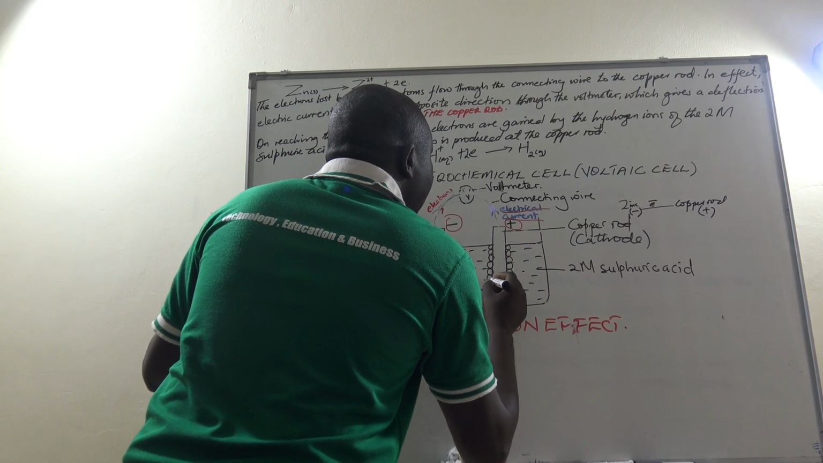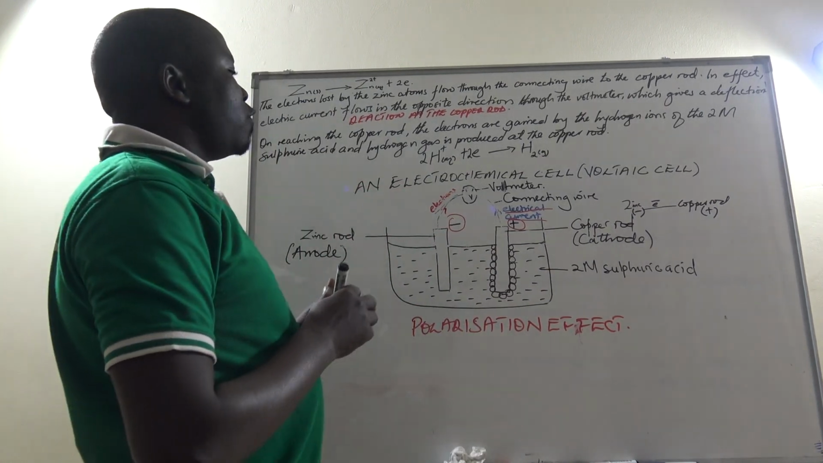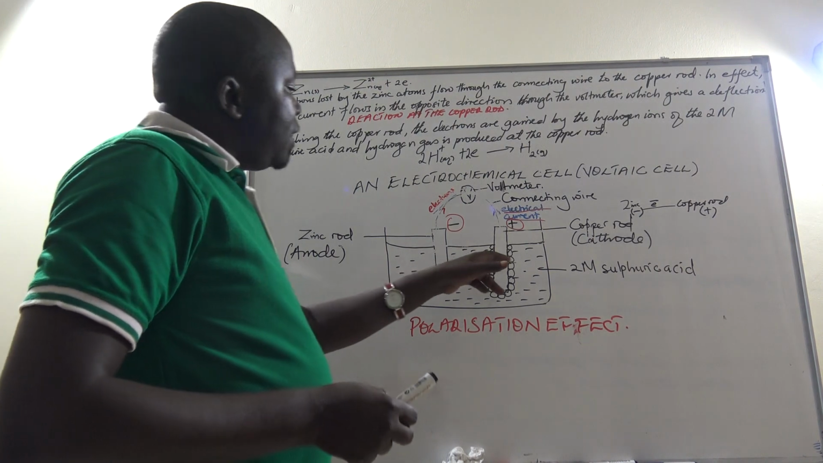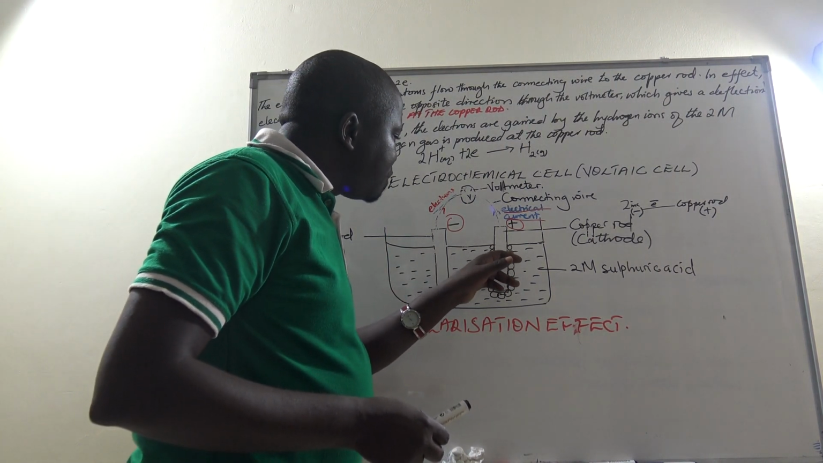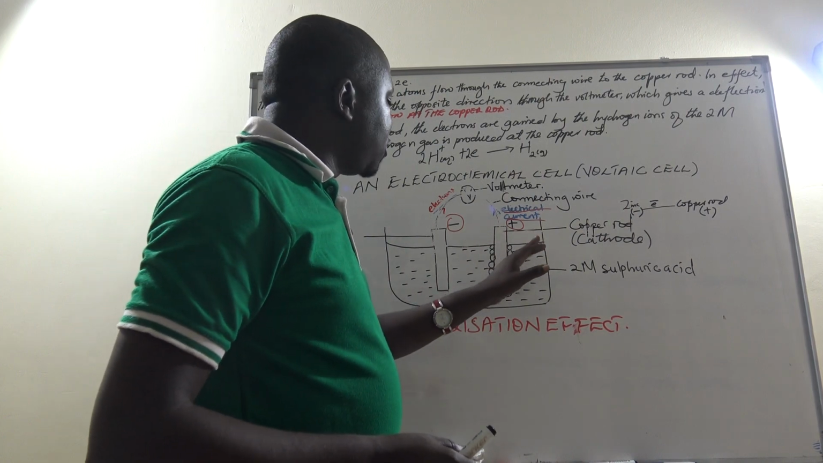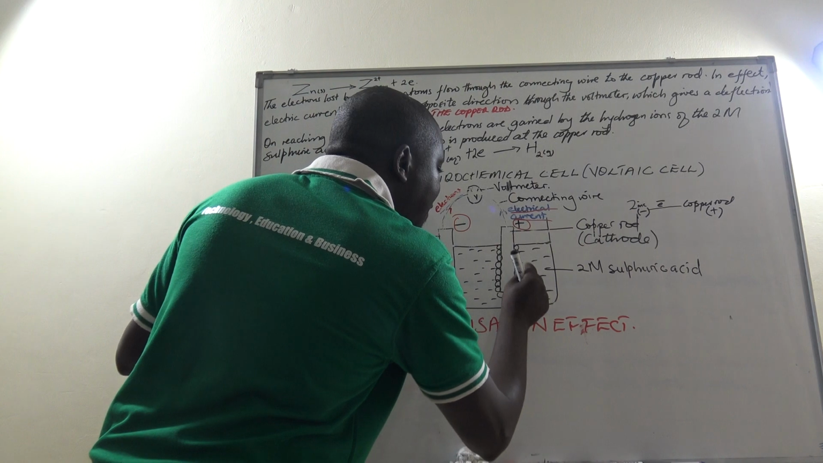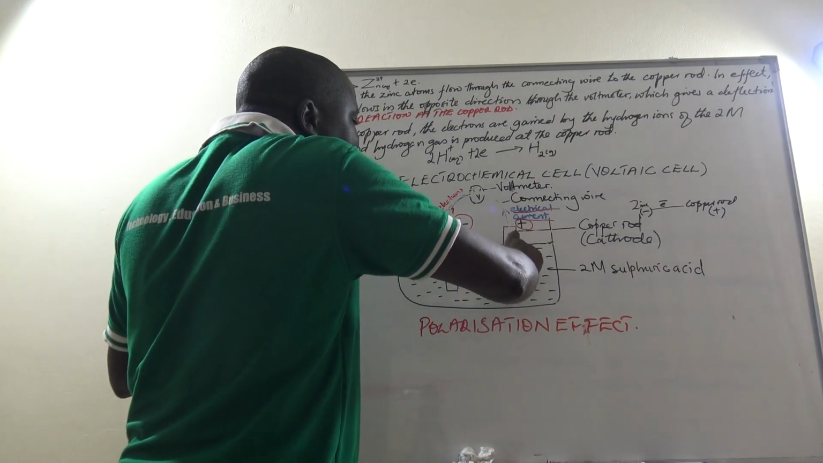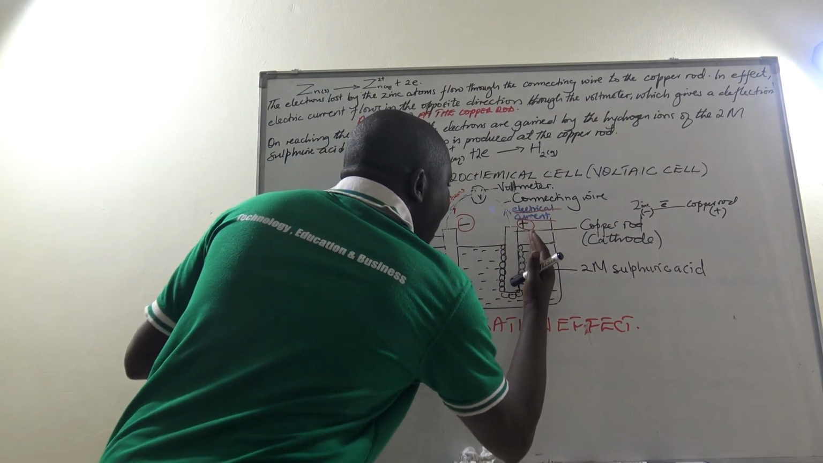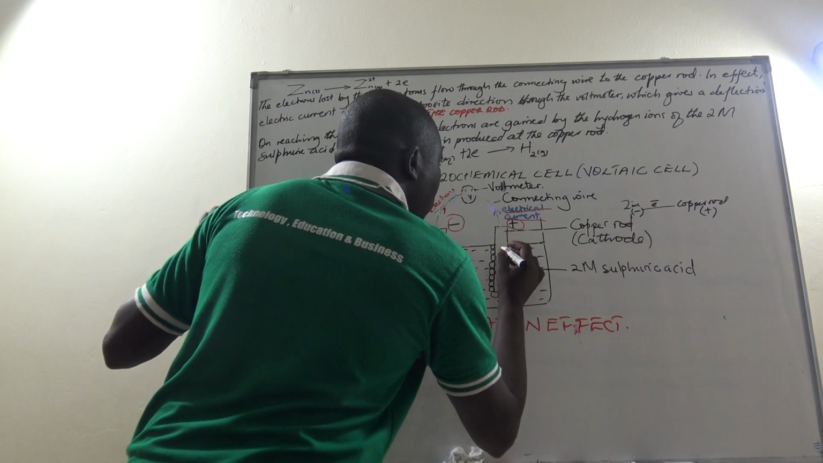So the whole surface of the copper rod will be full of hydrogen gas bubbles. In this case, when the hydrogen gas bubbles accumulate on the copper rod, they will prevent the hydrogen ions of the dilute sulfuric acid from receiving the electrons, because we already have something that blocks the hydrogen ions from picking the electrons from the surface of the copper rod here.